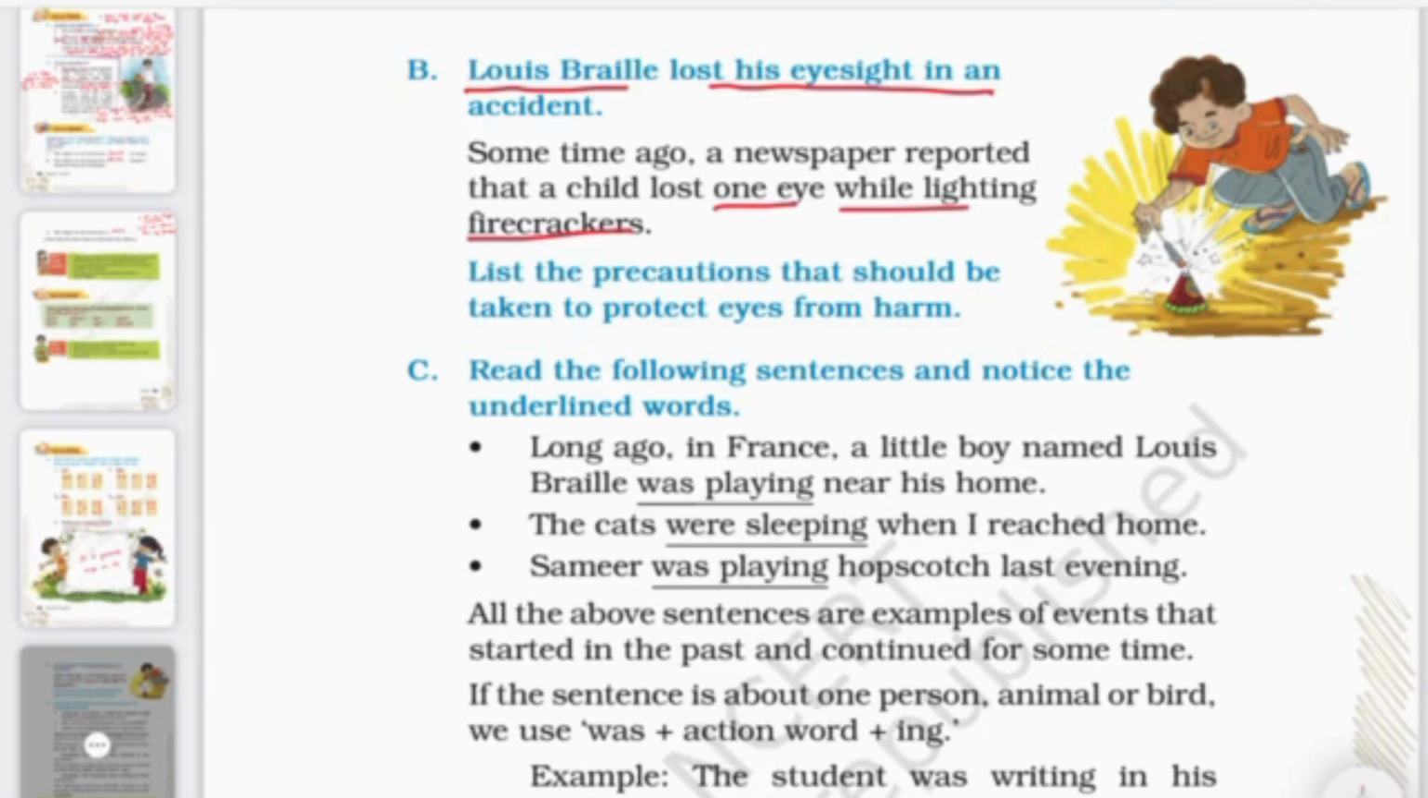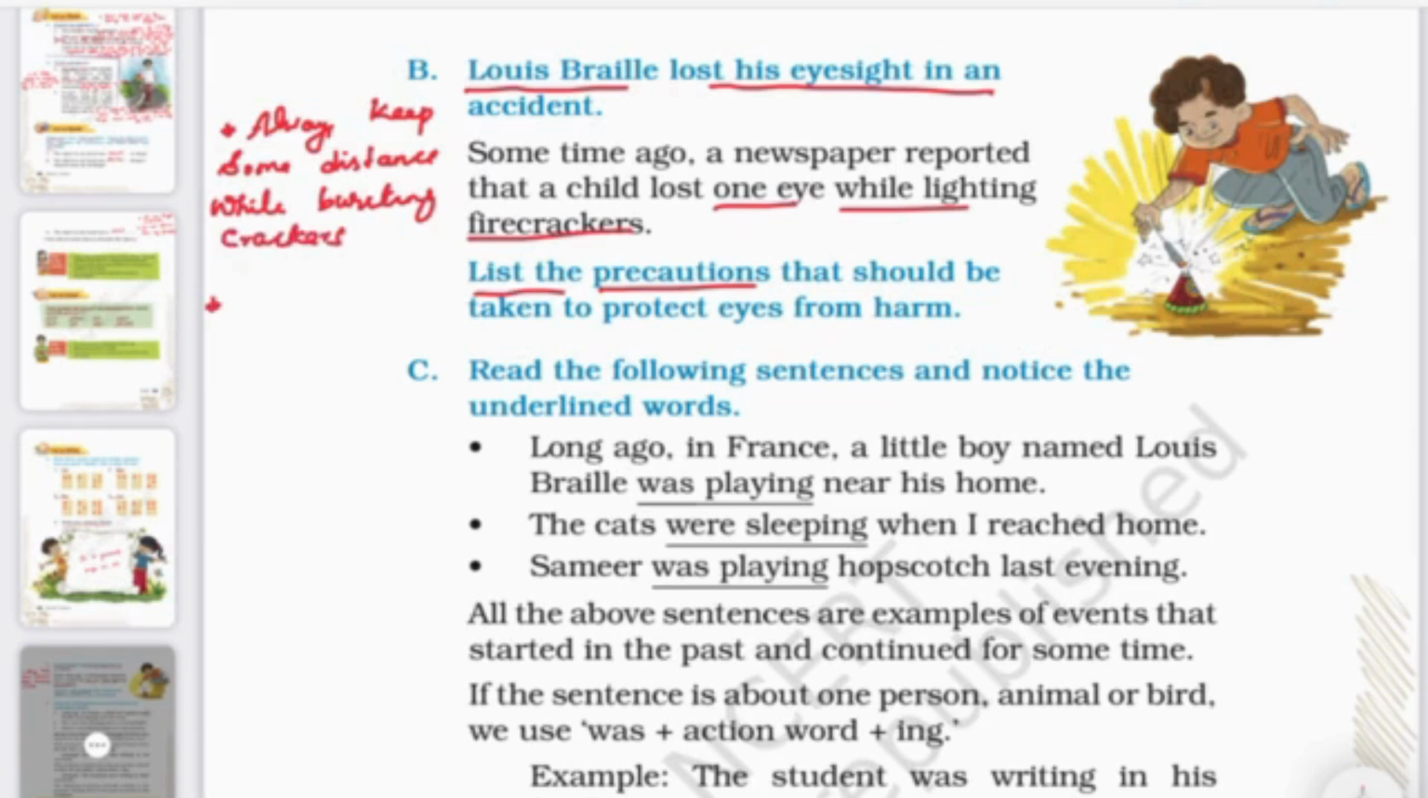List the precautions that should be taken to protect eyes from harm. Okay, now we want to list out the precautions that should be taken while bursting crackers. Already we know that. That is the first one. Always keep some distance. We want to write the precautions while bursting crackers. First point, always keep some distance while bursting crackers.